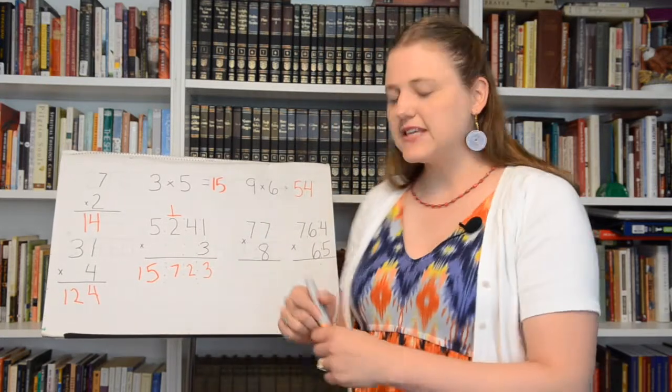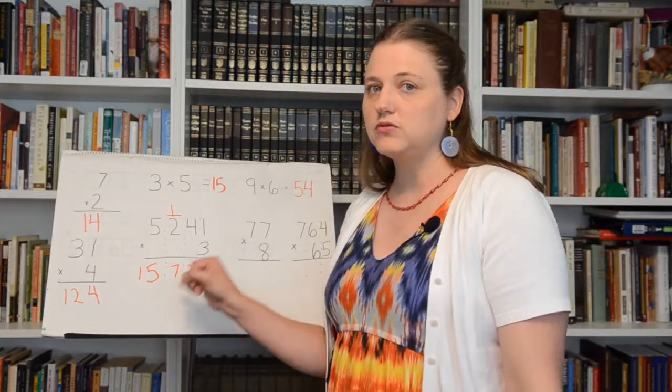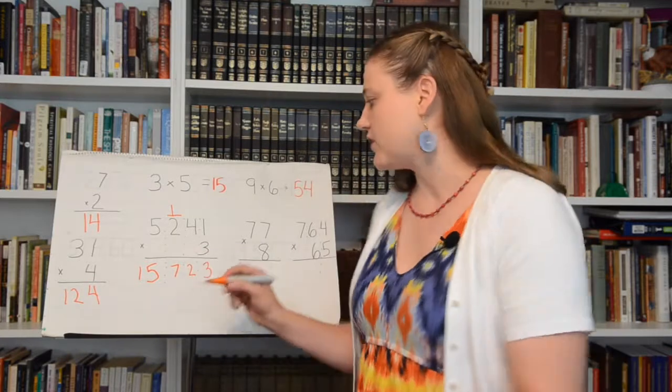Now once they've gotten this far, I remind my students to start all the way over at the right, count 3 numbers, and figure out where to put their comma.